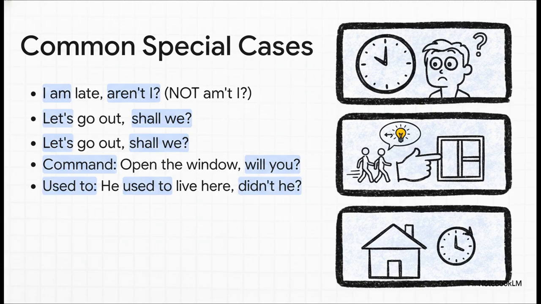First up, probably the strangest one of all. When you say I am, the tag is aren't I. So I am late, aren't I? I know, it feels a little weird, but that's the correct way. Next, for any suggestion that starts with let's, the tag is always shall we, as in let's go out, shall we? For commands, like open the window, you can make it more polite by adding will you. And finally, for used to, we always use did. He used to live here, didn't he?